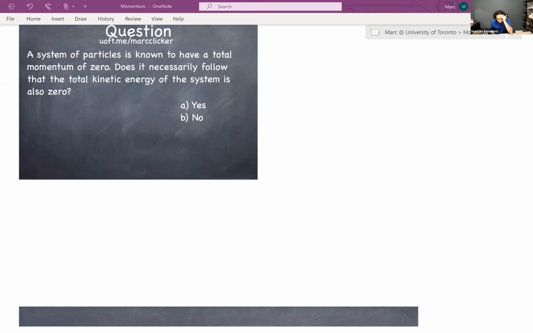I'll read the question. A system of particles is known to have a total momentum of 0. Does it necessarily follow that the total kinetic energy of the system is also 0? One person's cheeky and voted D. Of course. So we know the net momentum is 0. Does it necessarily follow that the total kinetic energy is 0?